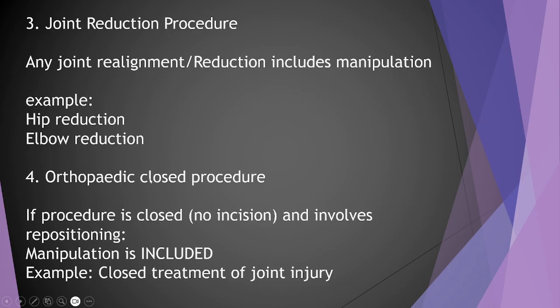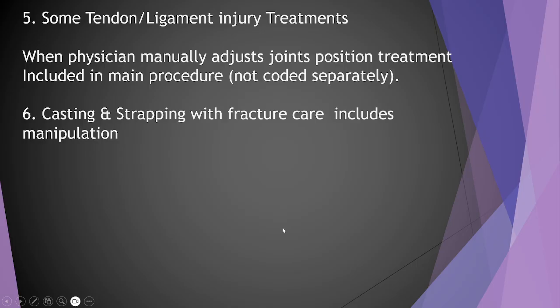And for orthopedic closed procedures, if the procedure is closed, no incisions are involved, and there is repositioning, then it means that manipulation is already included in that procedure. Example, closed treatment of joint injury. It means there will be no incision, just repositioning or realignment. So that procedure includes the manipulation, and we will not code the manipulation code.